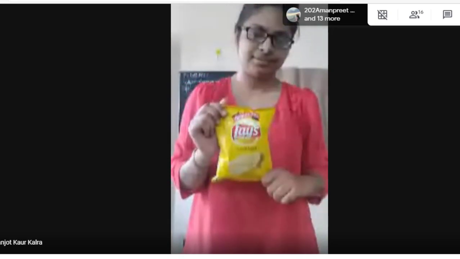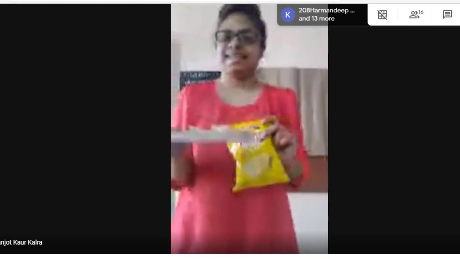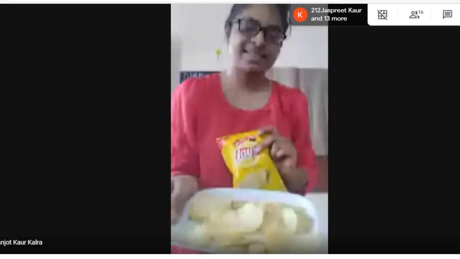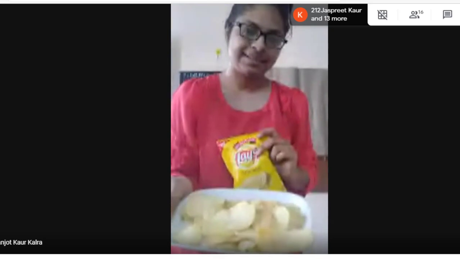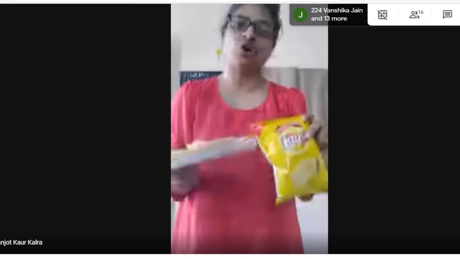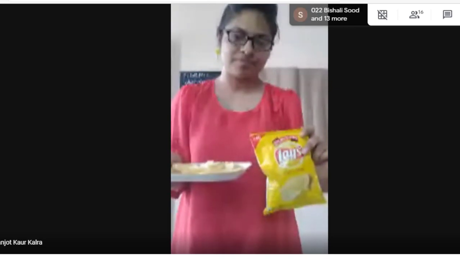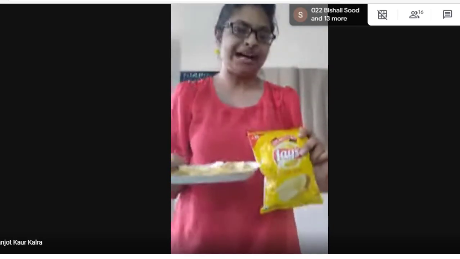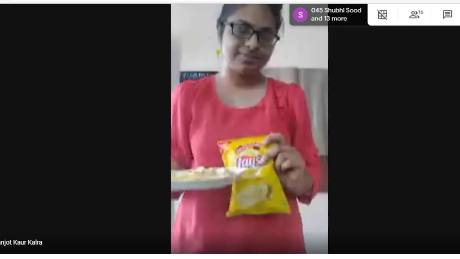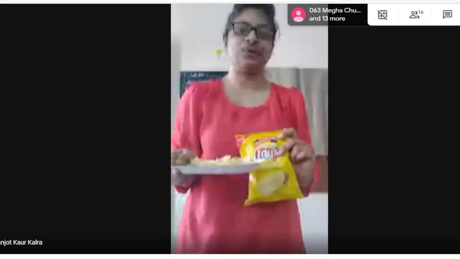This product? Lays. Yes, very good. See this and tell me what is this? Chips. Yes, these both are chips or Lays. Tell me which one will you prefer? Packaging. Packed one. Why will you prefer the packed one? Quality. Yes, quality.